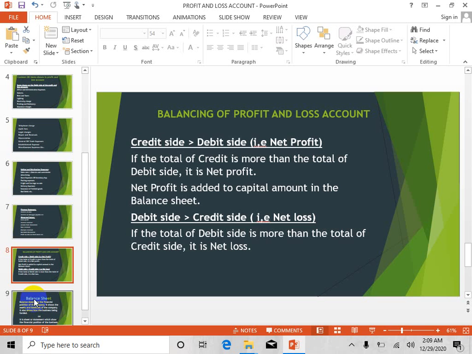The equation of the balance sheet is: asset is equal to liability plus owner equity. And now we record net profit on the liability side of the balance sheet. Then, on the debit and credit sides, if the total of the debit side is more than the total of the credit side, it is net loss, right?